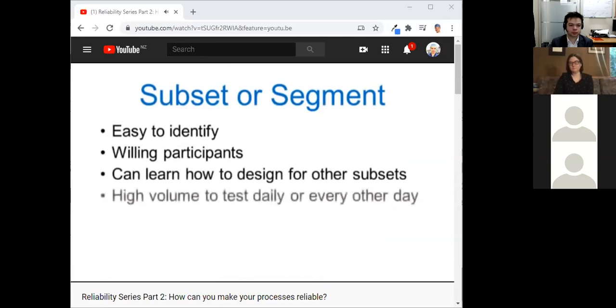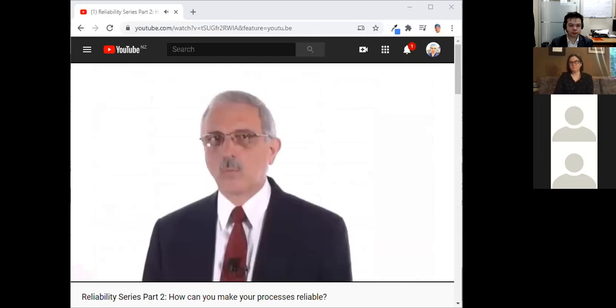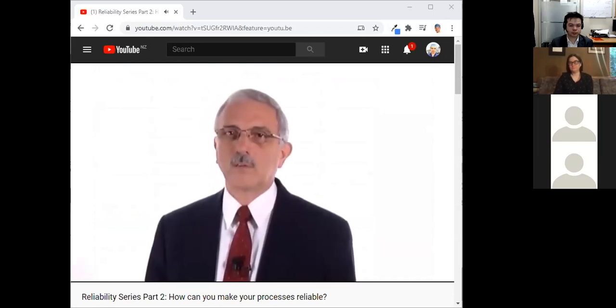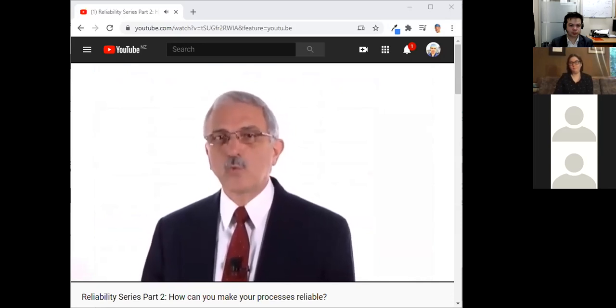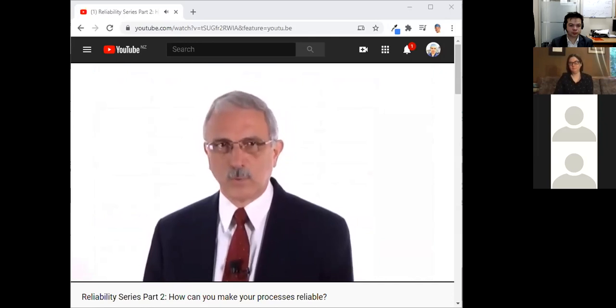And the subset has to have enough volume that you are able to test daily or every other day. What we mean by that is that if you are not able to test daily and you can only test once a week, you can only learn once a week. If you run your tests daily, every other day, or even multiple times in the same day, each one of those is an opportunity to learn, and so you can move more quickly in your improvement processes.